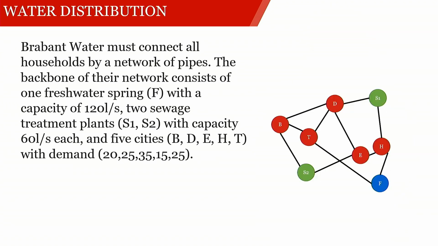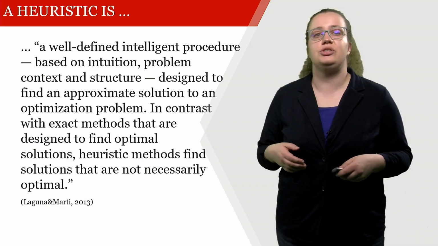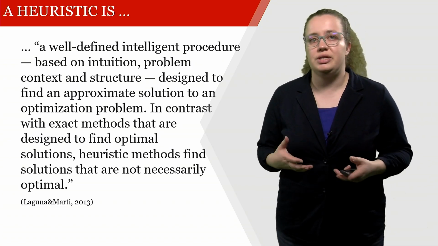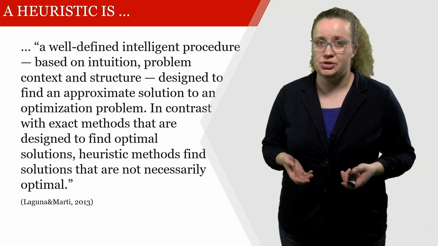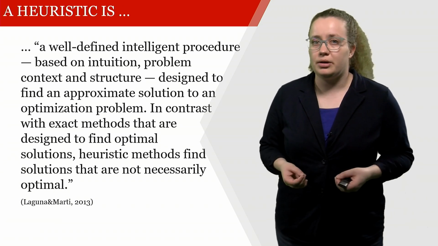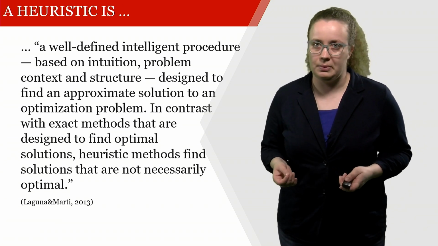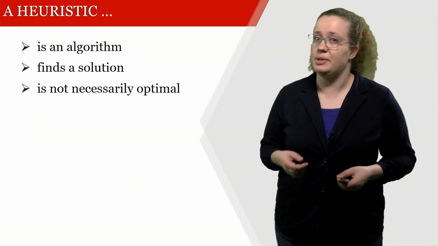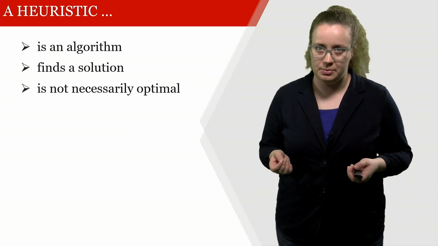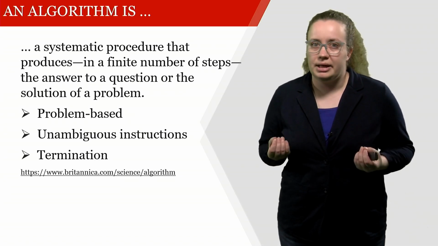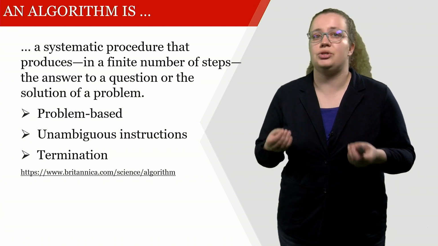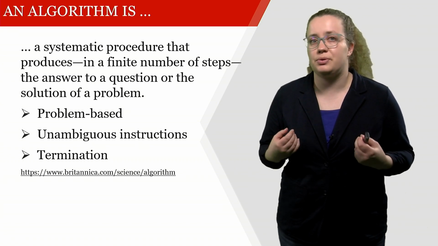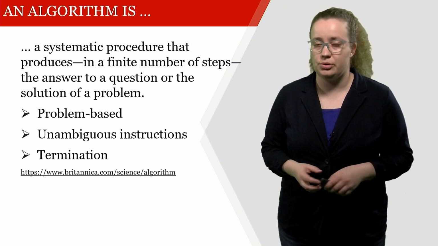So for this problem, we would now like to find a good solution. Not the best solution, but a good solution. And if we want to do this, we usually use heuristics. A heuristic is a well-defined intelligent procedure designed to find an approximate solution to an optimization problem. So in short, a heuristic is an algorithm that finds a solution, but the solution may not be optimal. An algorithm is a systematic procedure that in a finite number of steps produces the answer to a question or the solution to a problem.